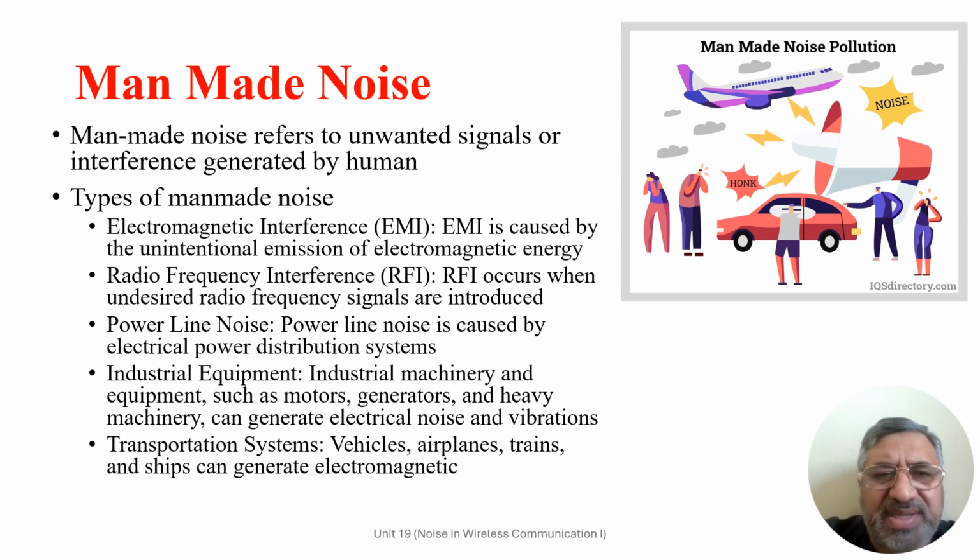Power line noise is also created by the electrical power distribution system. It can affect wireless communication systems, especially those operating in lower frequency bands. It can result from faulty power line equipment, transformers, or electrical discharge or arcing. Power line noise can couple into nearby communication lines or radiate electromagnetic energy, which causes interference to the wireless system.